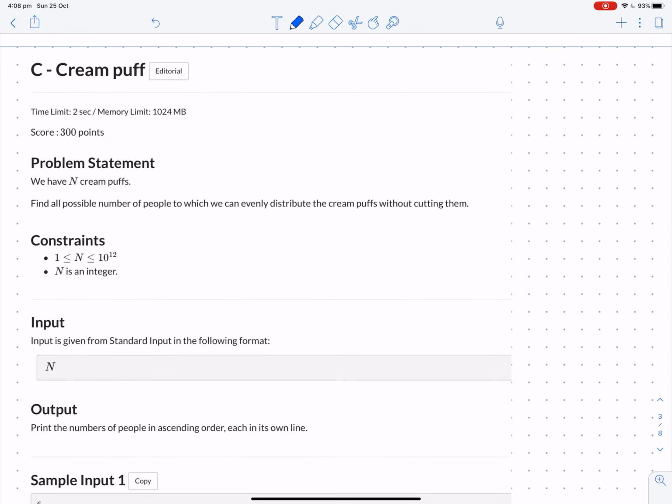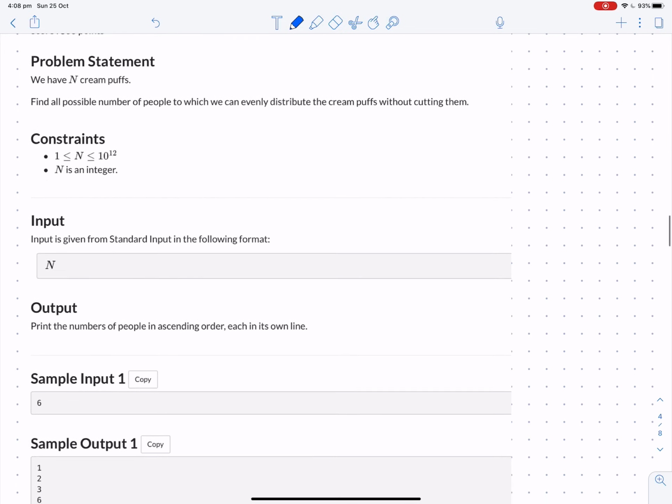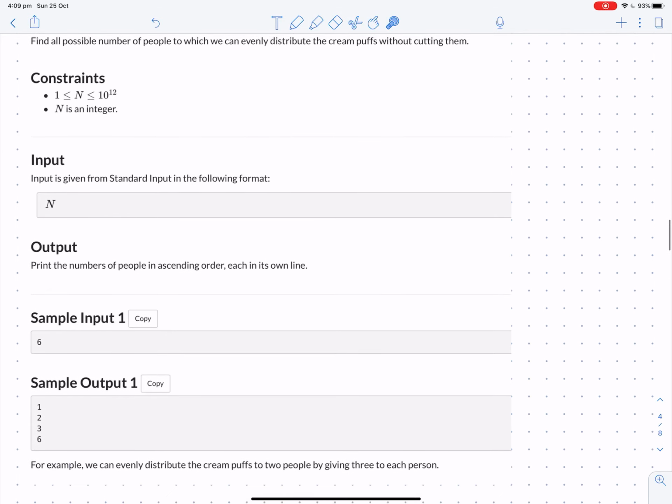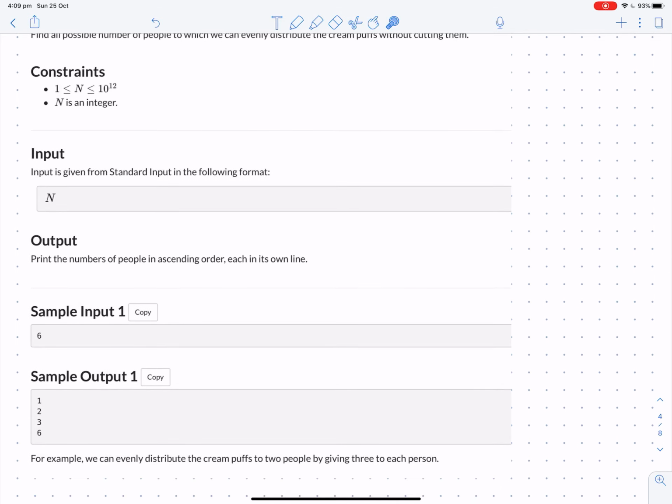Problem C, cream puff. We have n cream puffs. Find the possible number of people to which we can evenly distribute the cream puffs without cutting them. It's just finding all the factors. Finding all the factors of a number is pretty easy, but look how big the number can be. That's 1 trillion.